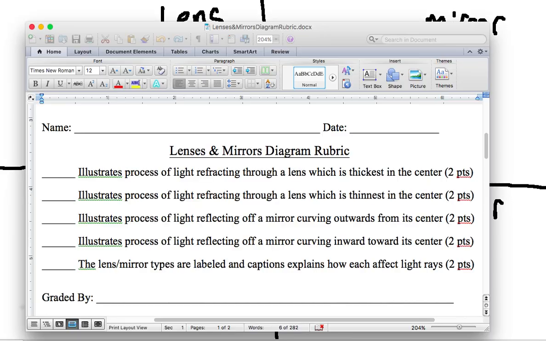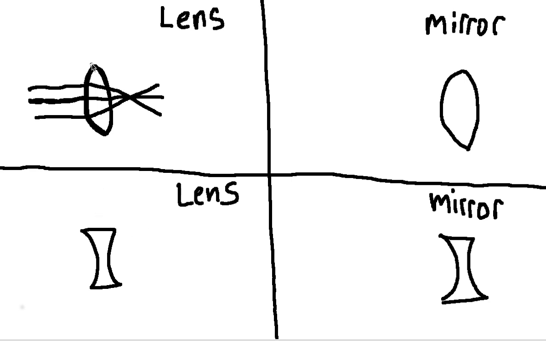All right, so now let's do the one where the process of light refracting through the lens that's the thinnest at the center. With this type of lens, the light rays bend inward due to their change in speed.